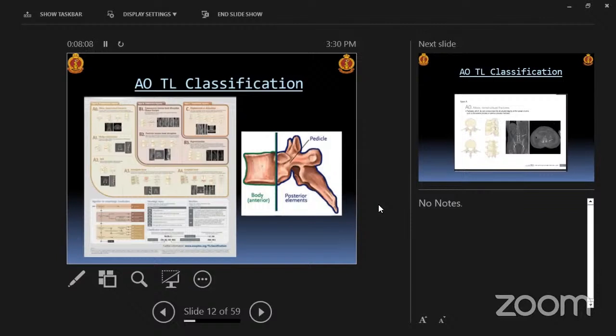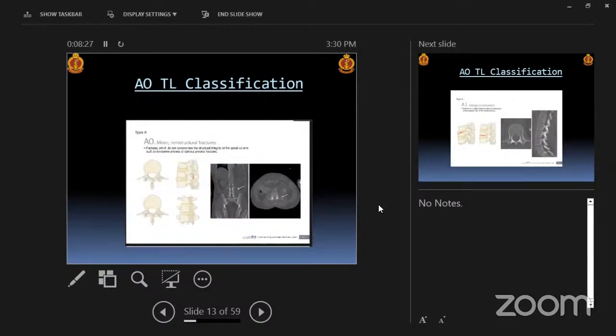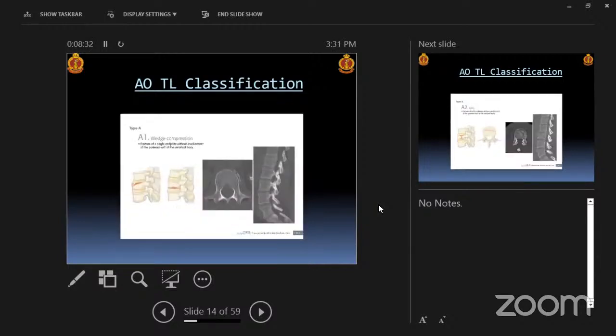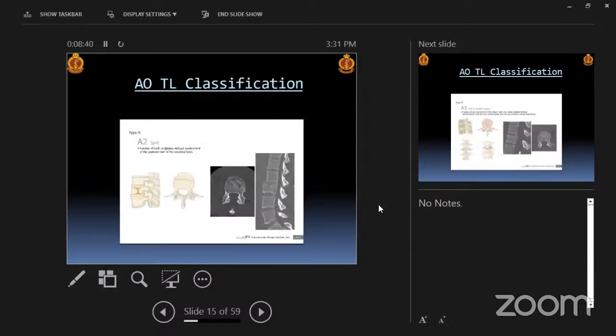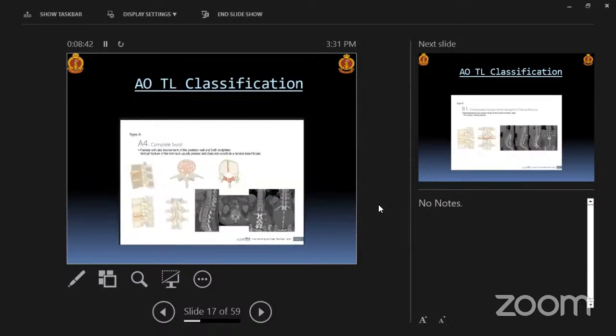A is a fracture in the vertebral body. That's it. The posterior part is intact. B is a fracture of both the anterior and posterior parts. For example, spinous process or transverse process fracture is A0. Compression fracture is A1. Tension fracture is A3. A4 is a complete burst fracture. But the posterior part is intact.